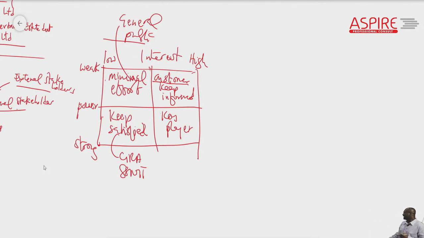Then the last one is those who have low interest but weak power. That is the general public, who deserve minimal effort. That is it. So what is the conclusion here? You'll be given a question in line with this case to discuss all the potential stakeholders that this particular company will be involving, and how each of them must be responded to strategically. That is the first question I'll be putting across to you when you have the unseen information. So take note of that.